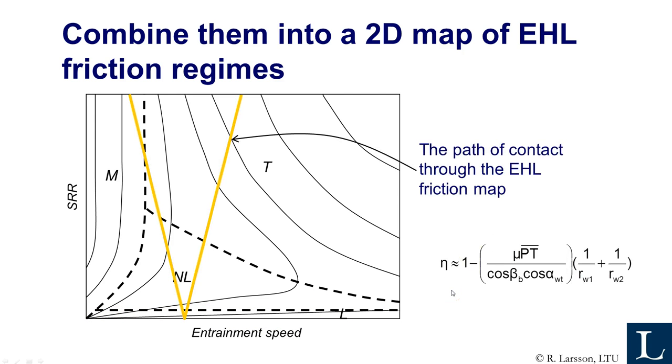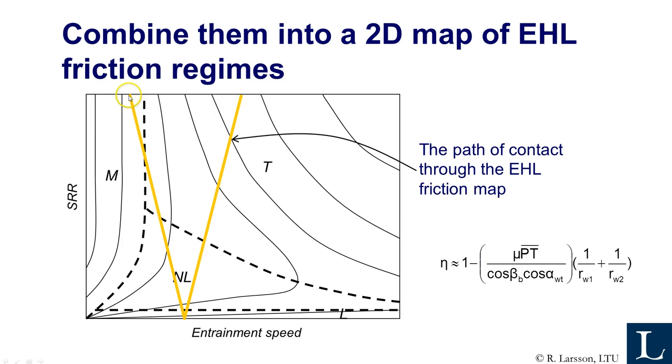This diagram, or this 2D map, can be used to follow the path of contact through the EHL. As you remember, high sliding in the beginning of the engagement reduces and reaches the pitch point, and goes up again. And since the entrainment speed also varies, if you have two different gear wheels, which you normally have with a gear ratio, it forms something like a V-shaped motion through the friction map.